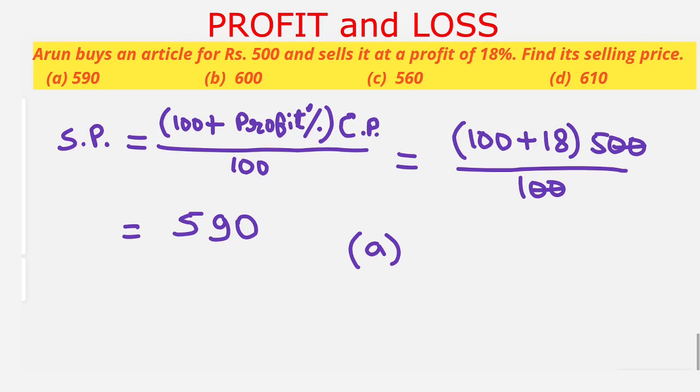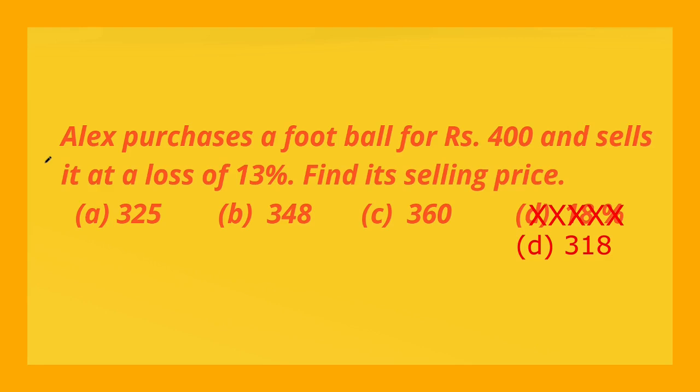We can orally solve such type of questions as the profit percent is 18% and the CP is 500. 18 multiplied by 5 is 90. So on 500 the profit is 90. 500 plus 90 is 590, that is your selling price. This way we can solve this question orally. We go to the next question.